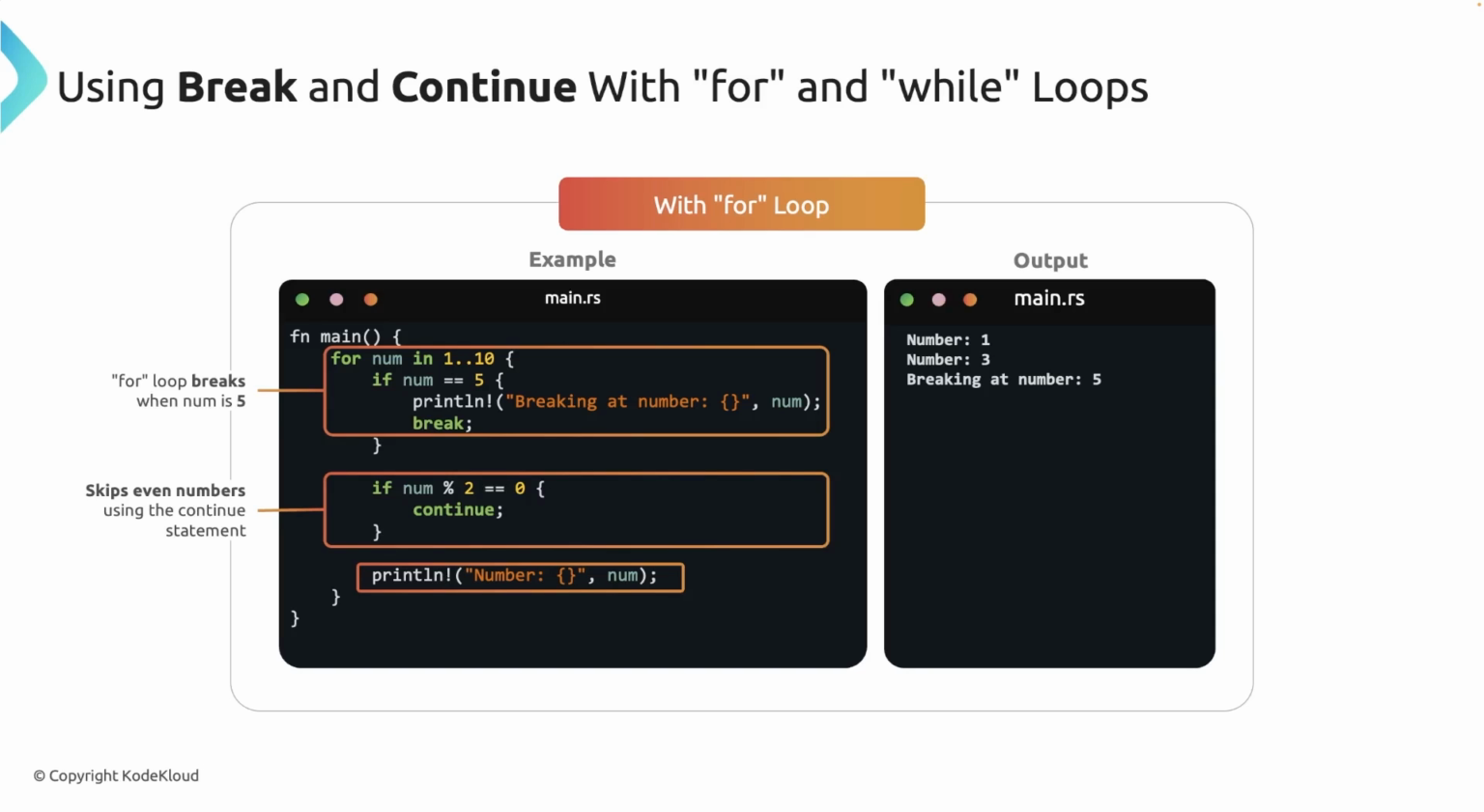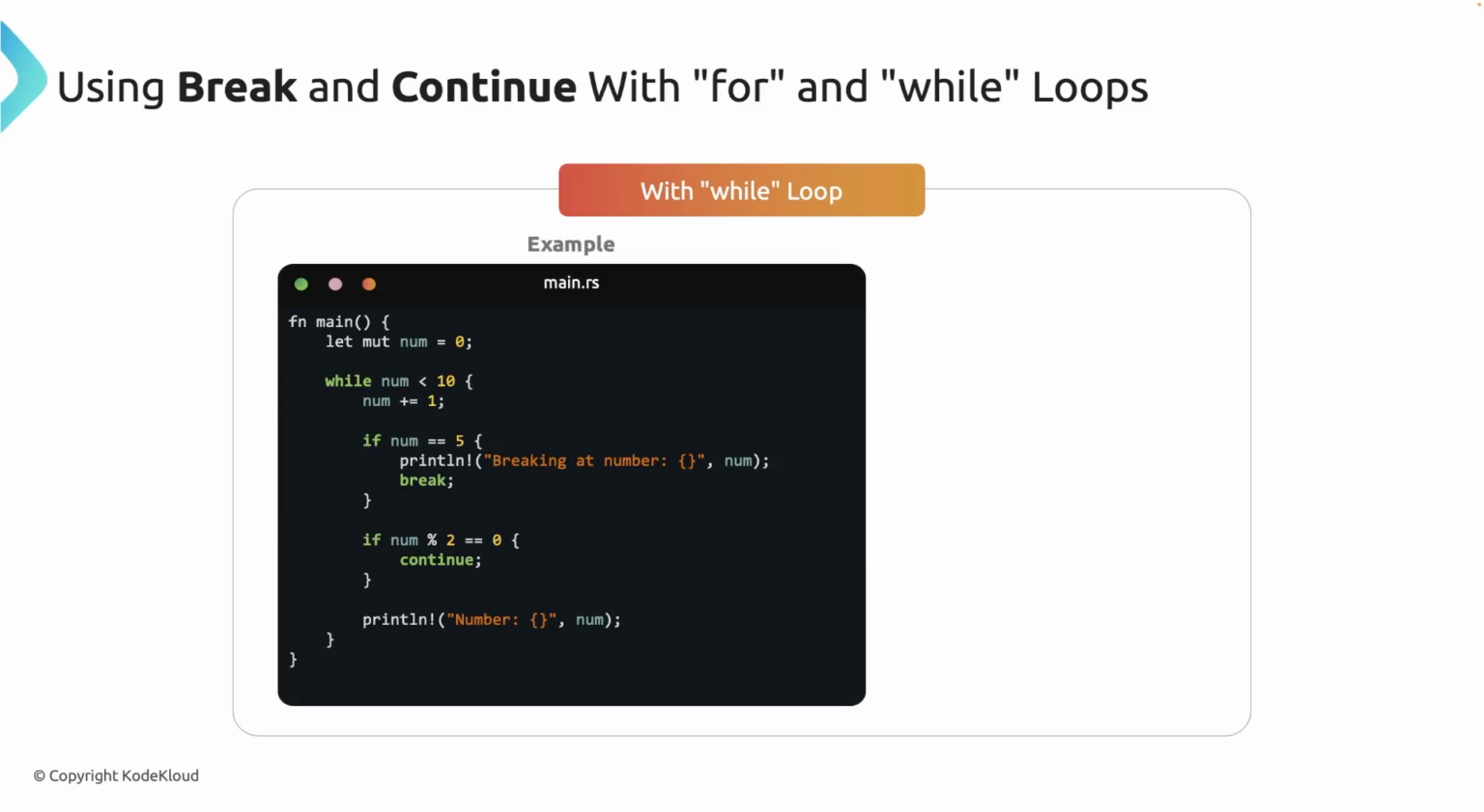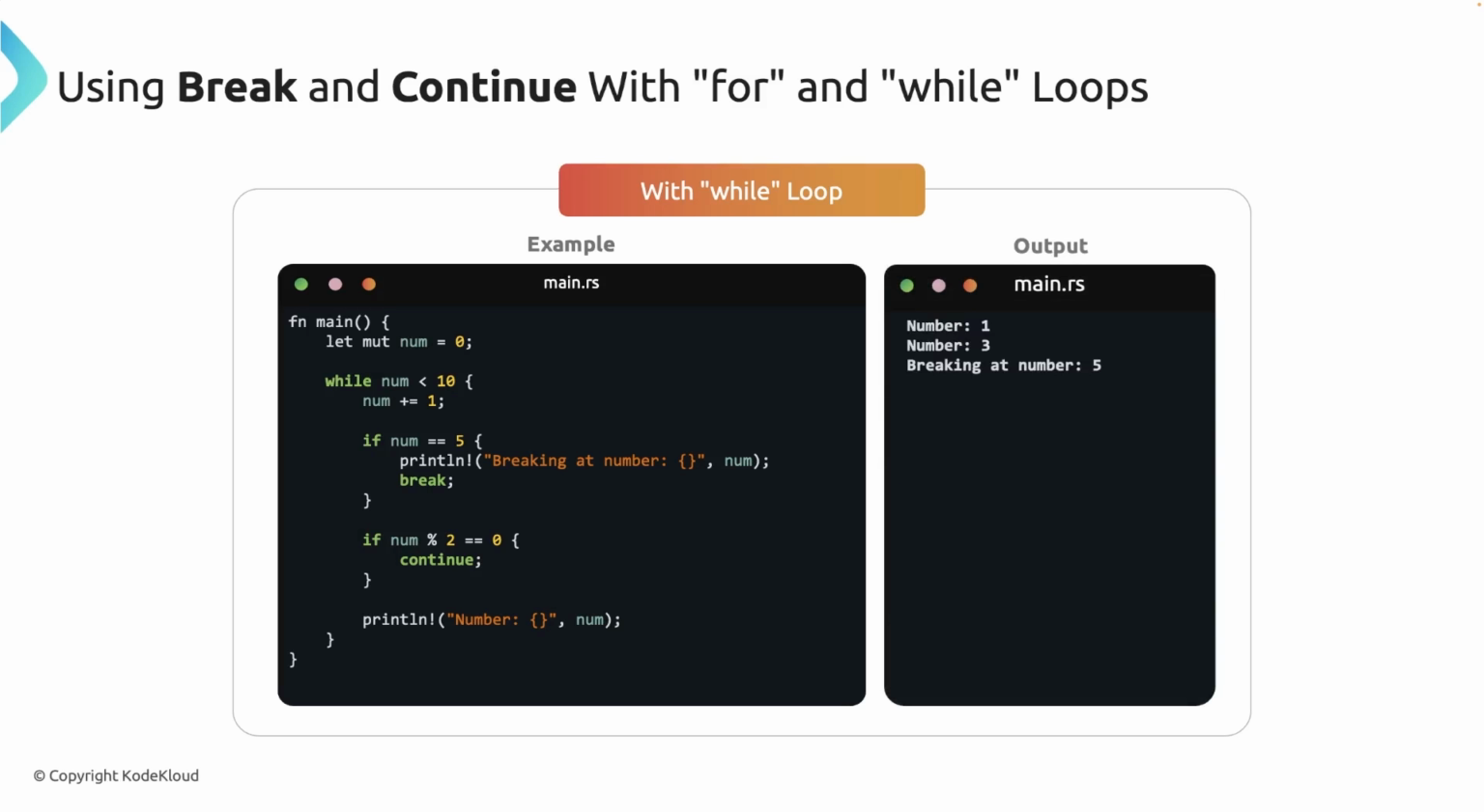Then we got 3, printed it again, skipped number 4, and finally broke out of the loop at number 5. We can use the same example with the while loop also. So the only change here is that instead of a for loop, we've used the while loop. First we created a variable called number, and the condition in while is that the number should be less than 10. So you get the same output even while using the while loop.